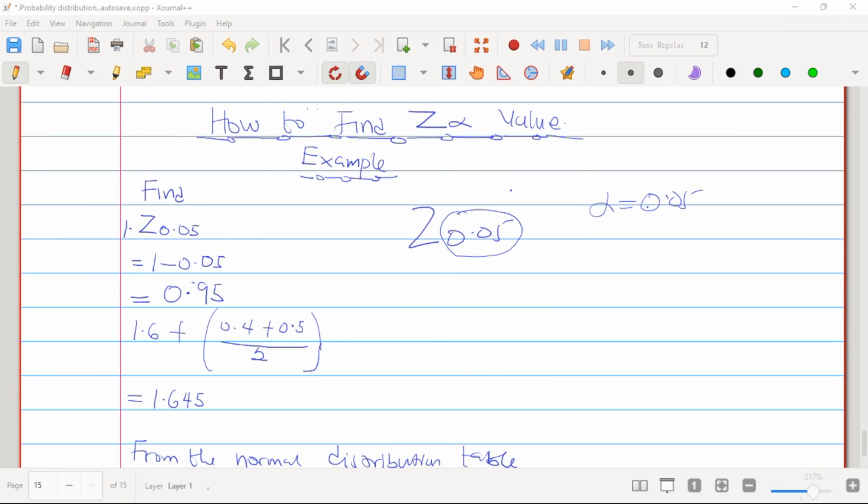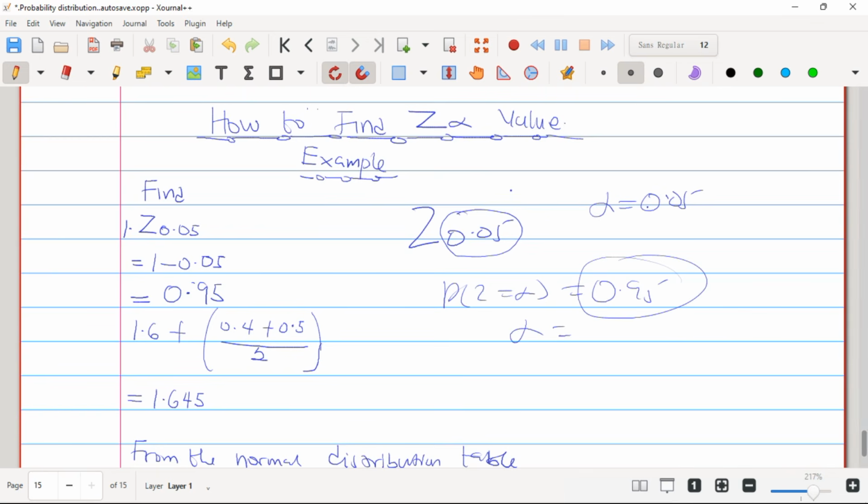So you are just going straight to the normal distribution table to locate where 0.95 is, right? And for this one, we have already done it, where we are given the probability that our z is equal to alpha, and then that probability was given as 0.95, and then we just calculated for our alpha, and we get 1.645 just now, right? So you could see that the alpha here, once you subtract 1 from it, you are going to get 0.95, and this 0.95 is the probability.